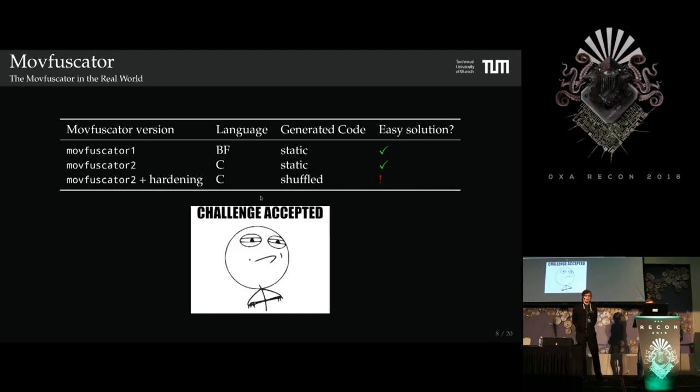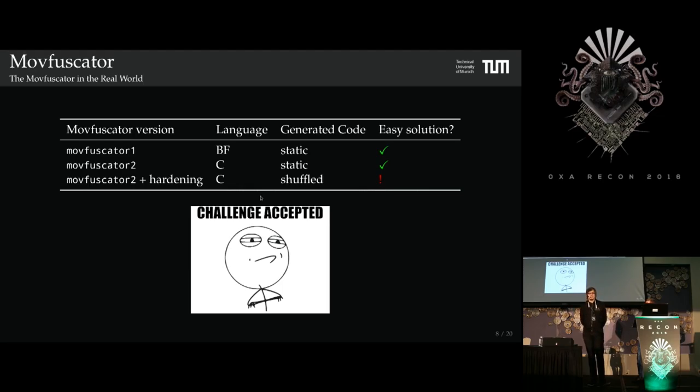Number one, the brainfuck Movfuscator is easy because there is a one-to-one relationship from brainfuck instructions to emitted move instructions. You could just statically resubstitute it, and you're done.